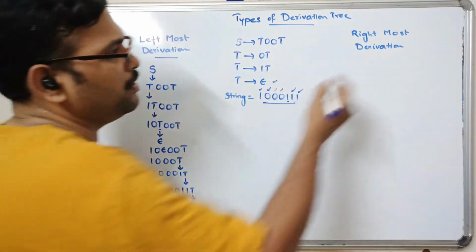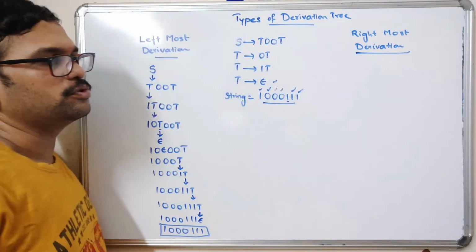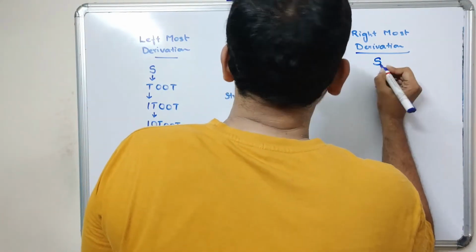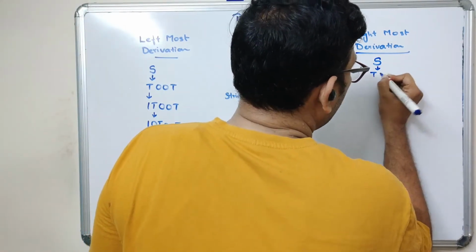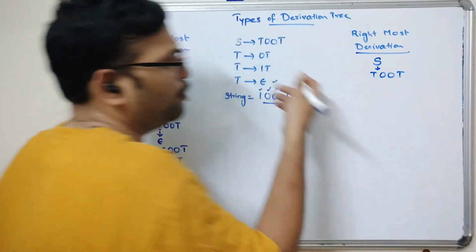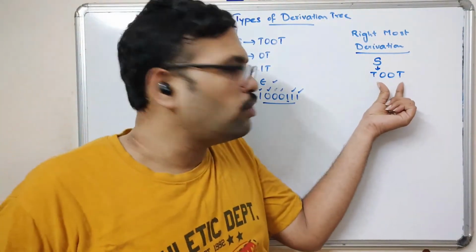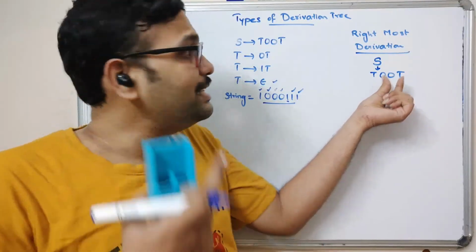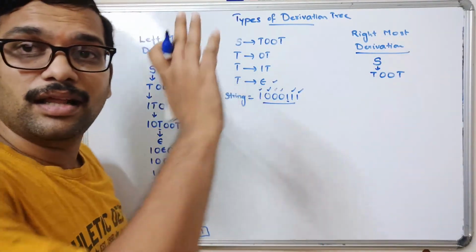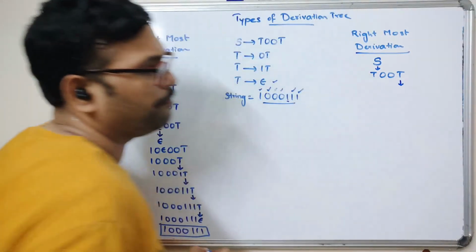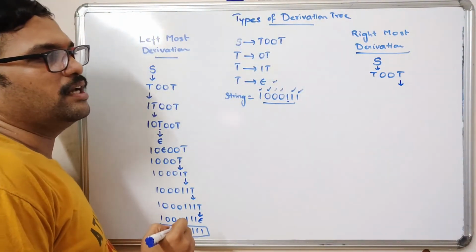Now the same thing we can derive by using the rightmost derivation. So let us start with the S. In the S we can represent T 0 0 T because there is no option, right? Only one production is there. Here among these two non-terminals, as it is a rightmost derivation, we have to consider the rightmost non-terminal.